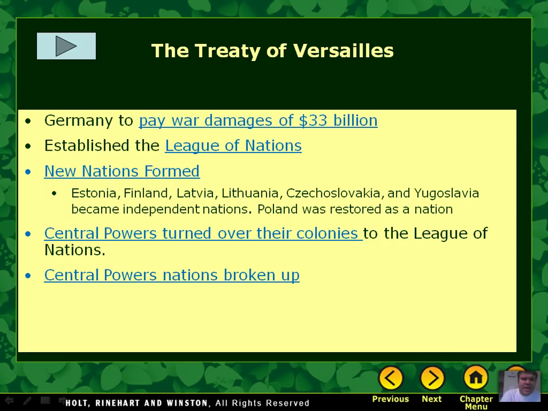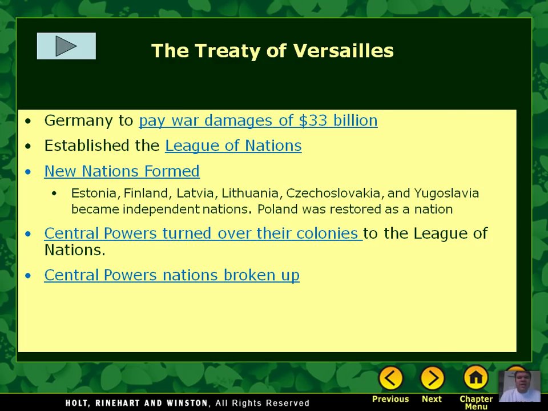So the Treaty of Versailles orders Germany to pay war damages of $33 billion. They don't have that money. They're already in debt from the war. Now they have to pay $33 billion more for war damages.